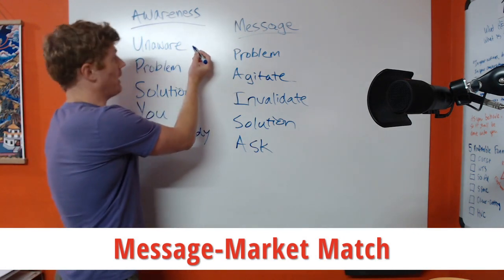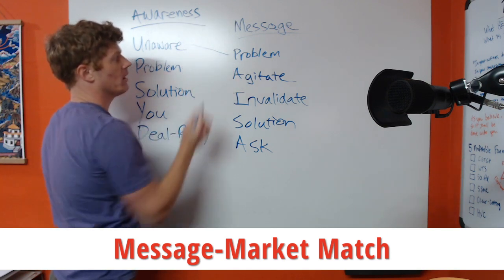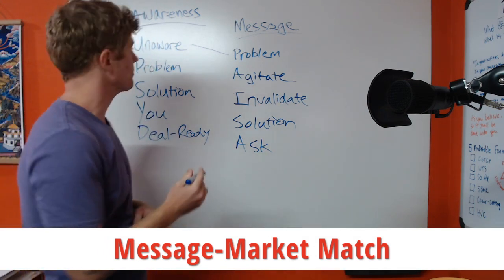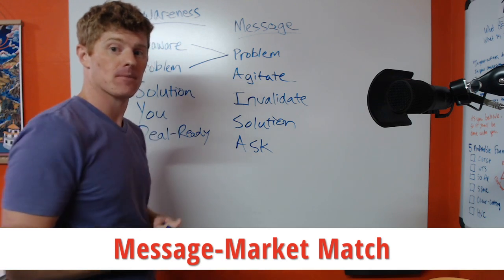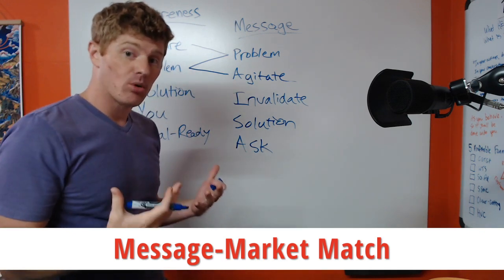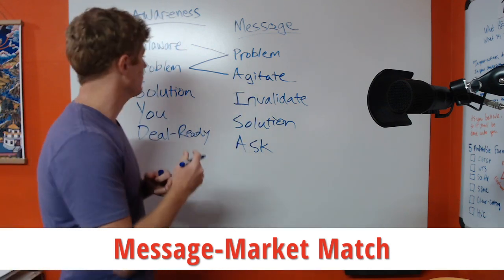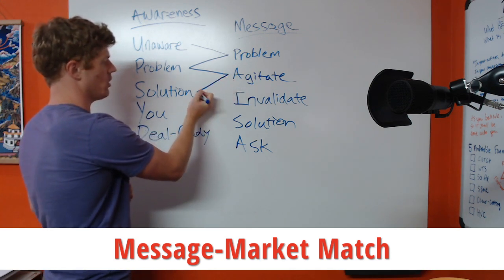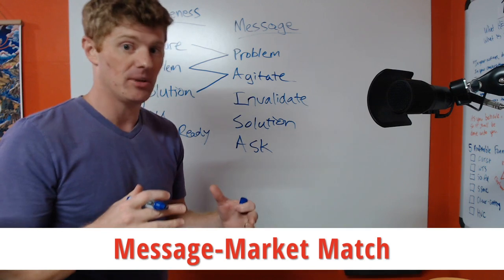When your market is unaware, you have to start your copy with the problem. You have to define the problem for them. And that takes them to that point of being problem aware. And then once they're problem aware, you have to show them why it's important to solve that problem through the emotional agitation of leaving that problem unsolved. Then they are going to need a solution. They're going to become solution aware. Like they're going to recognize, yes, there has to be a solution for this and I need it.